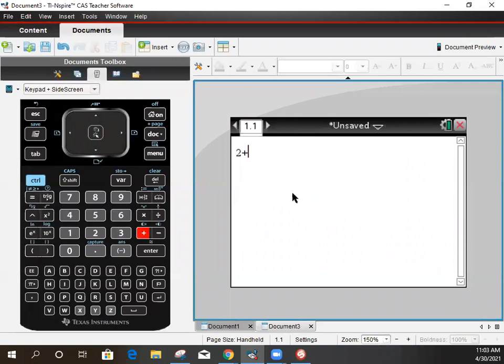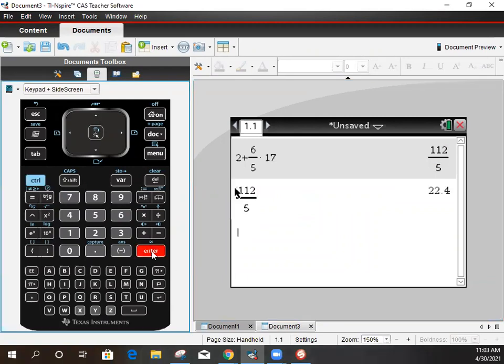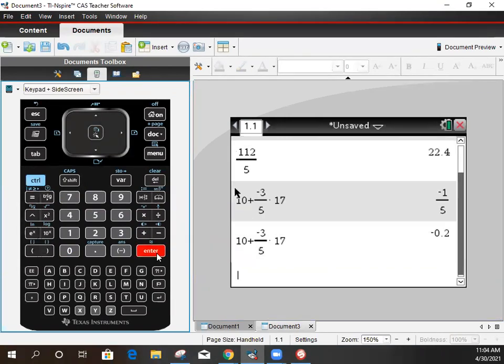All right, so 2 plus 6/5 times 17 gives us an x coordinate of 112 over 5, which you can convert to a decimal, and you get 22.4. And the y coordinate would be 10 plus -3 over 5 times 17. All right, and that's -1/5. So as a decimal, that's -0.2. So I'm going to write that down. 22.4 comma -0.2.